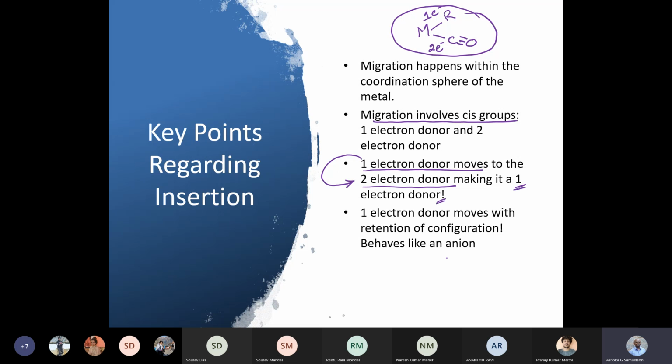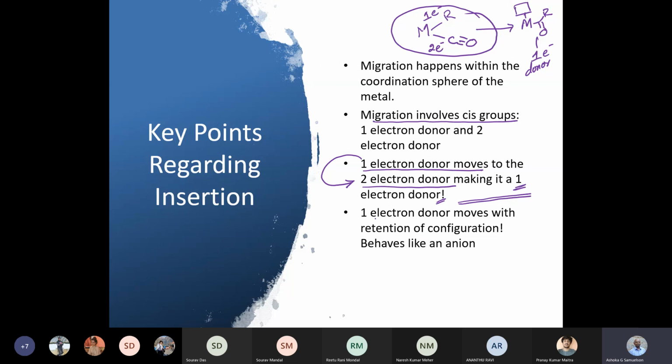So what happened in this instance was that it became an MCOR. This is again now a 1-electron donor. The movement of the 1-electron donor from the metal to the 2-electron donor makes the next system have only a 1-electron donor, and it leaves behind a vacant coordination site. This vacant coordination site is often filled in by an incoming ligand.